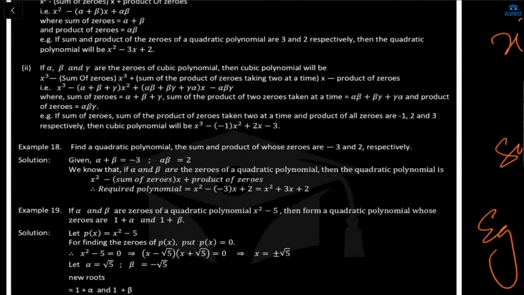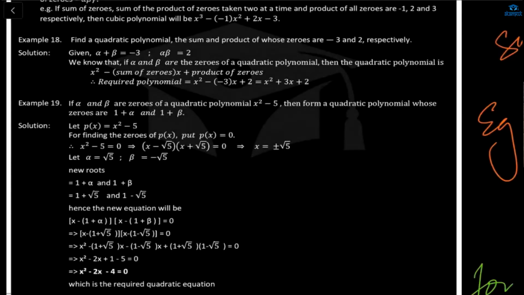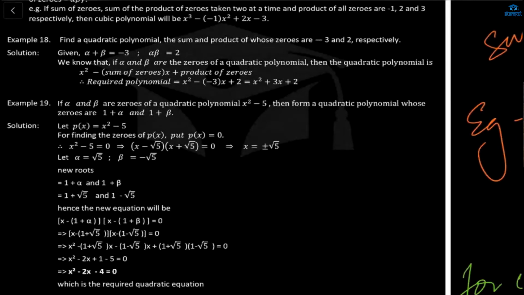Now we'll see some questions based on this. Question number 18: find a quadratic polynomial, the sum and product of whose zeros are minus 3 and 2 respectively.